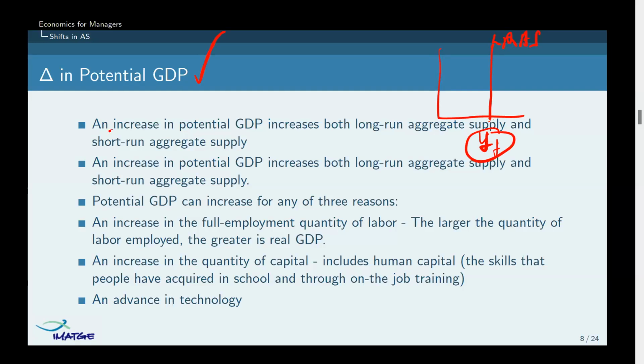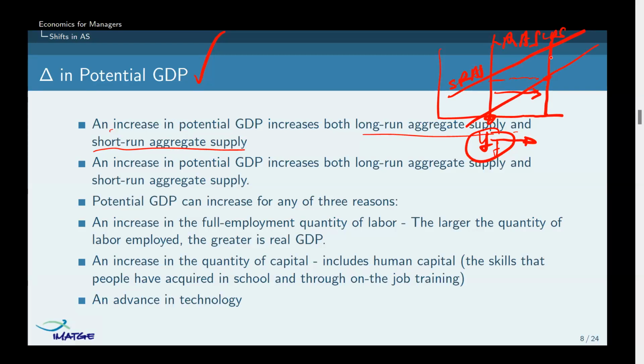So an increase in potential GDP increases both long-run aggregate supply and short-run aggregate supply. For example, if the productive capacity of this economy increases, the long-run aggregate supply curve will no longer be here, but it will shift to the right, demonstrating that now we have the potential to produce more. So it will shift both the short-run aggregate supply curve and the long-run aggregate supply curve. Let me show you how.